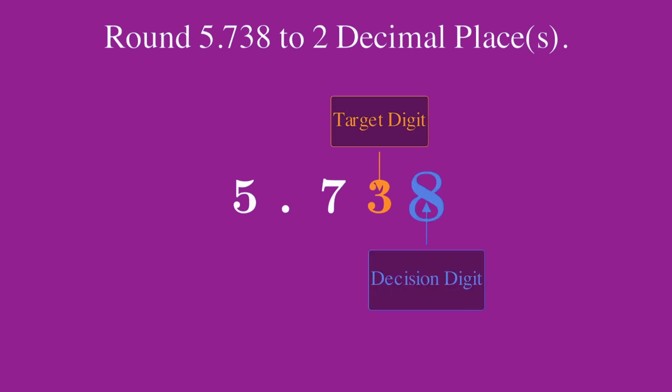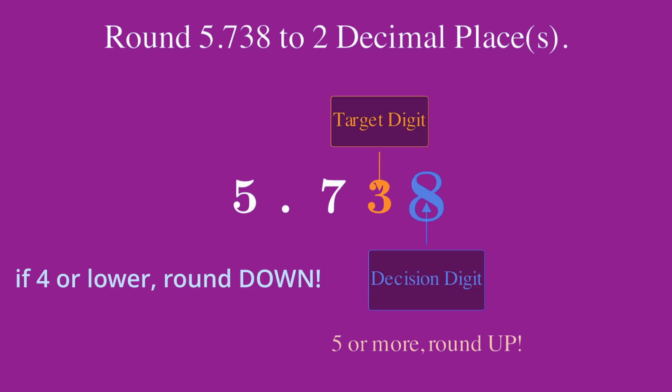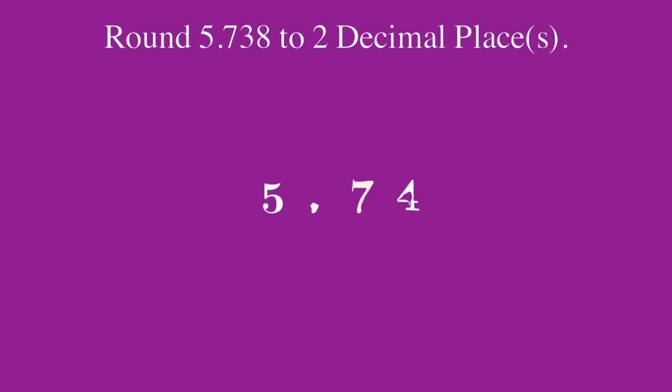In step 2, you look at the digit immediately to its right. In our example, that would be 8. Let's call it the decision digit. In step 3, here's the rule. If that decision digit is 5 or higher, you round up your target digit. If it's 4 or lower, you round down, which means just keep the target digit the same. So since our 8 is 5 or more, we round up the 3 to a 4. So 5.738 rounded to 2 decimal places becomes 5.74. Now, have a look at the following examples.